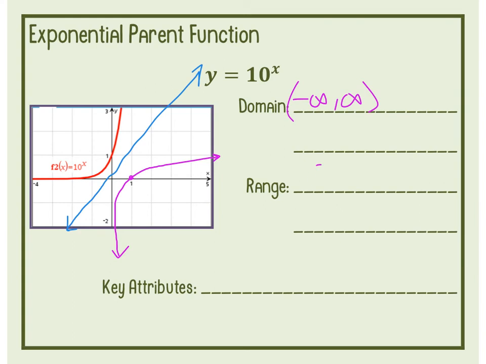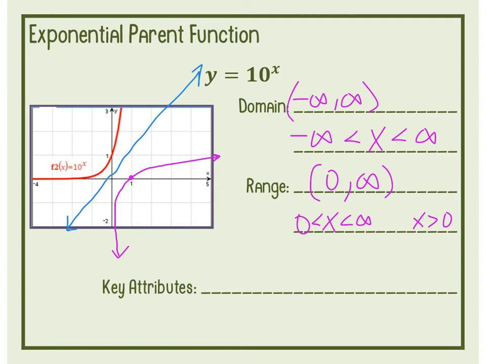What's my lowest range? There's an asymptote this time at y equals 0, okay? So remember that this can be written as negative infinity less than x less than infinity. It can also be written as all real numbers. My range this time is going to be 0 less than x less than infinity, or we can just say that x is greater than 0. Key attribute here, I have an asymptote at y equals 0, okay? And I have a y-intercept at 0, 1.